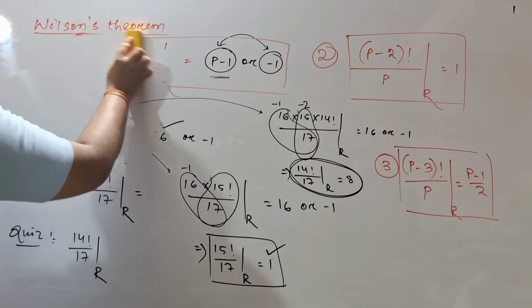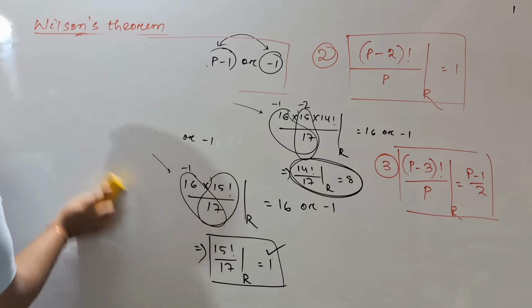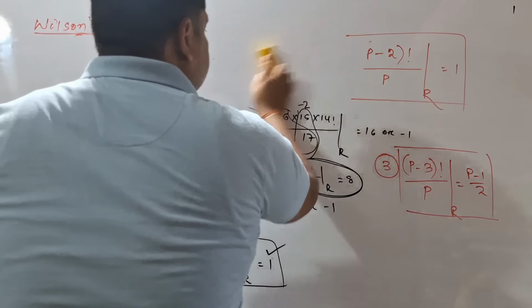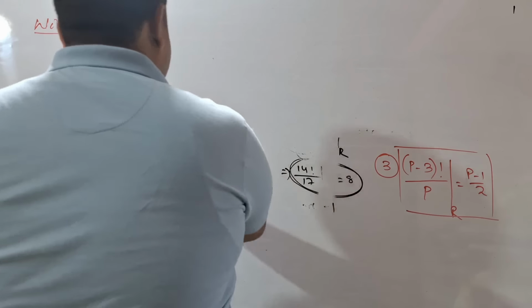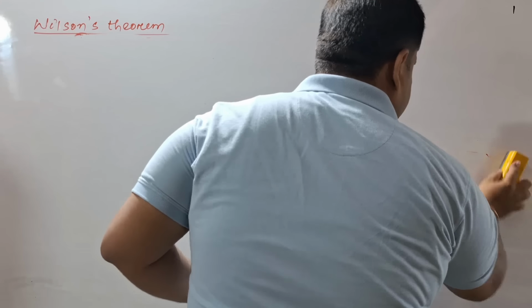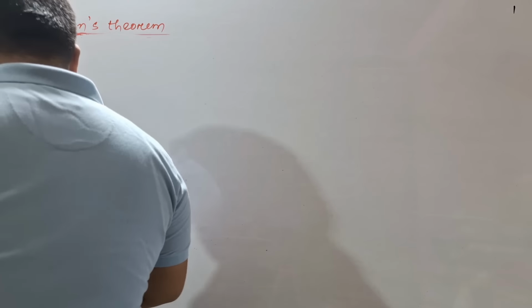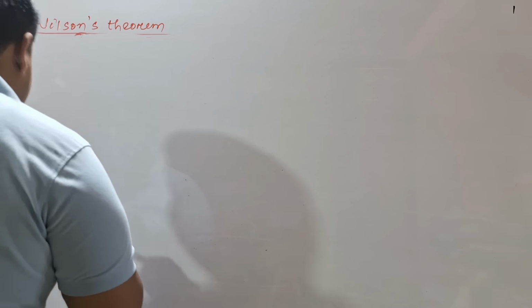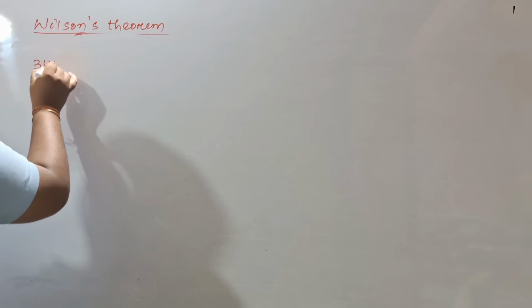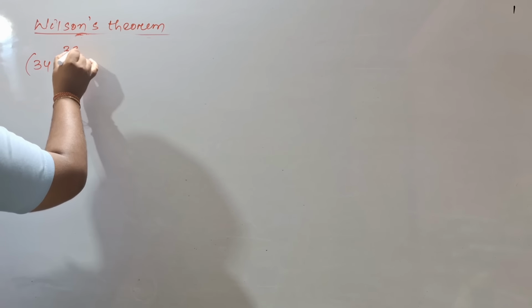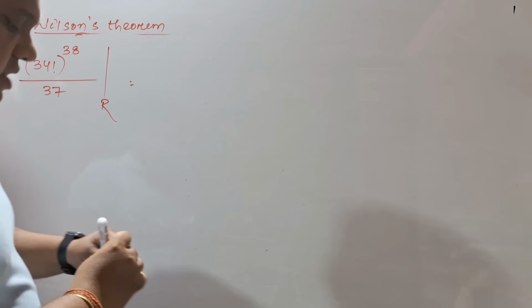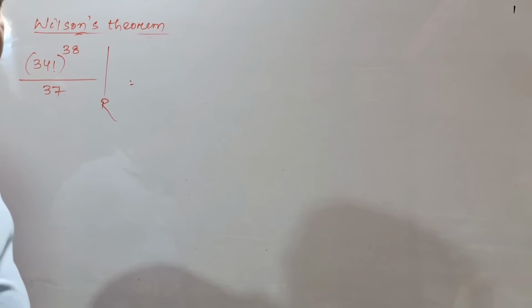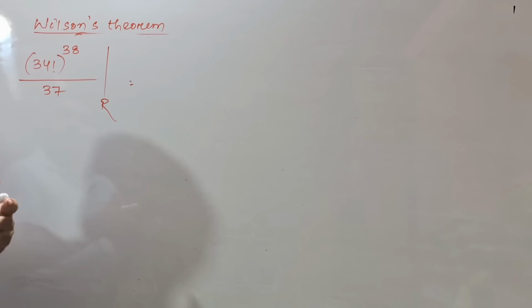Now under Wilson's theorem I will solve another question. Just write down the question: find the remainder when 34 factorial to the power 38 is divided by 37.